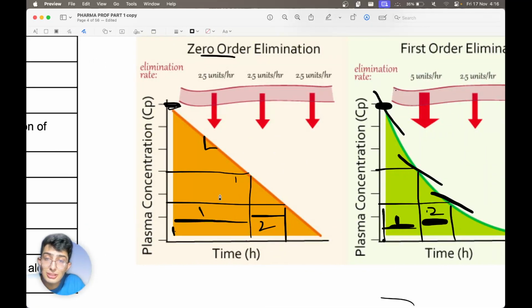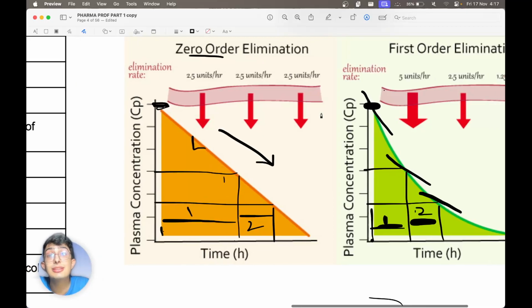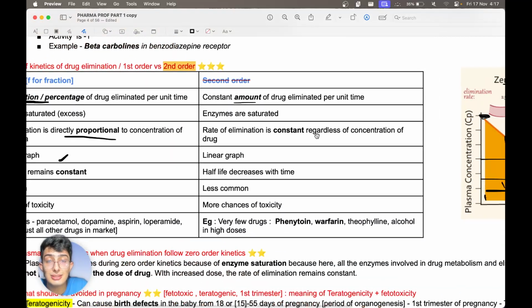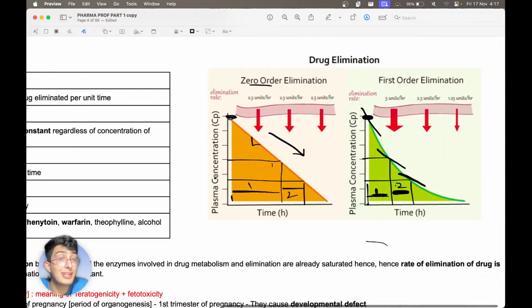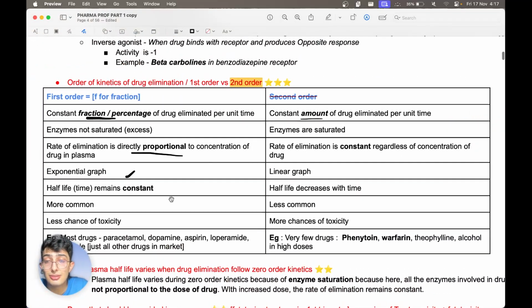As the concentration of drug is going down, the half-life is getting shorter and shorter, because at first the first half-life was big like this, right? In the second half-life it became shorter, right? So as you decrease the concentration, the half-life also keeps on getting shorter in zero order kinetics. So that is another difference. Now if you understand the graphs, you can understand this. So half-life is constant in first order kinetics, and not constant in zero order kinetics.